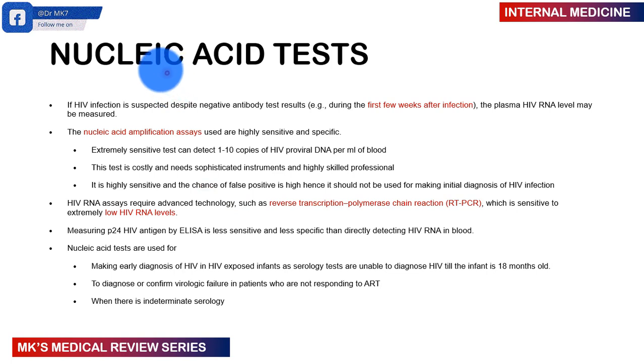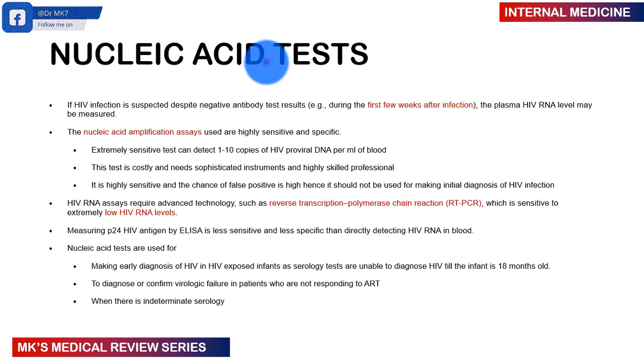Then, of course, you have the nucleic acid tests. Now, these ones pretty much are going to be checking for the nucleic acid. These ones are very, very sensitive. Now, if you get a patient and you do an antibody test and you find out that it's negative, but you still think that this patient has HIV, especially during the first few weeks of the infection, then you can do a plasma HIV RNA test. Now, these nucleic acid tests are amplification tests. They're very sensitive, very specific.